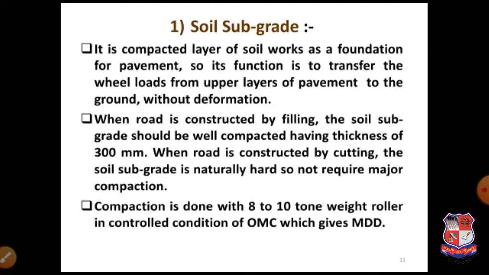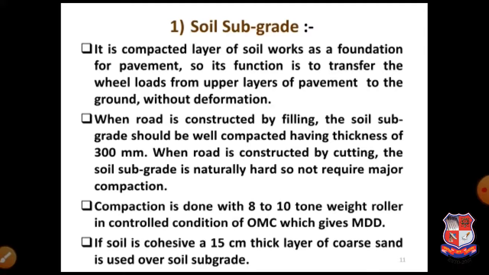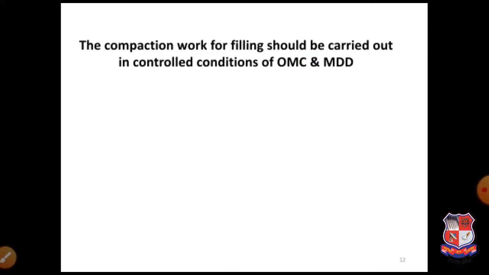Compaction is done by a heavyweight roller in controlled conditions of optimum moisture content, which gives maximum dry density. If the soil is cohesive, a 15 cm thick layer of coarse sand is used over the soil subgrade. The compaction work for filling should be carried out in controlled conditions of optimum moisture content and maximum dry density.